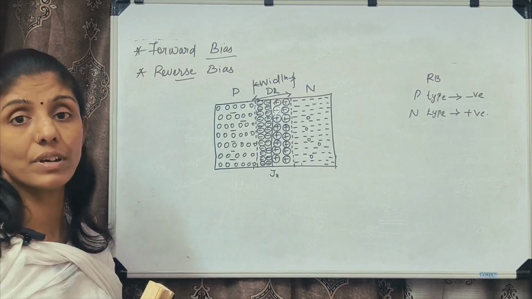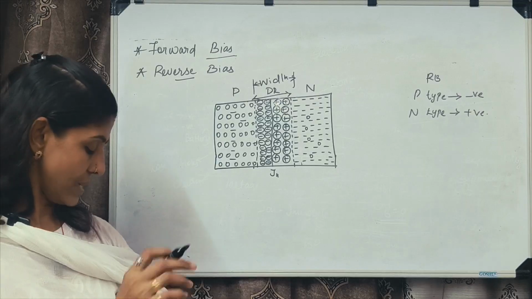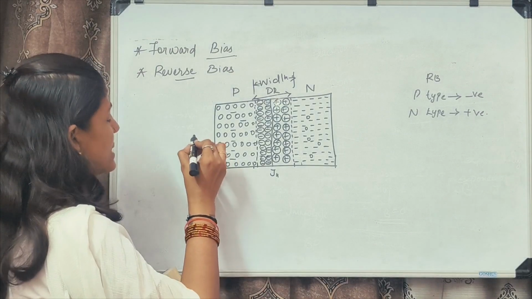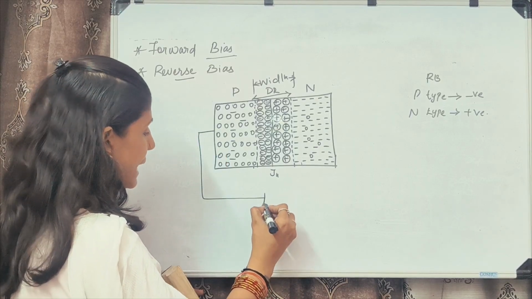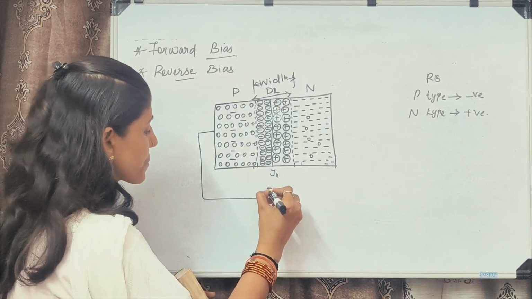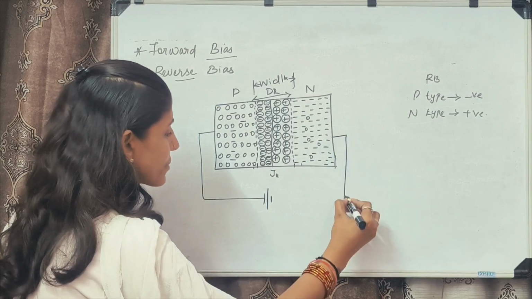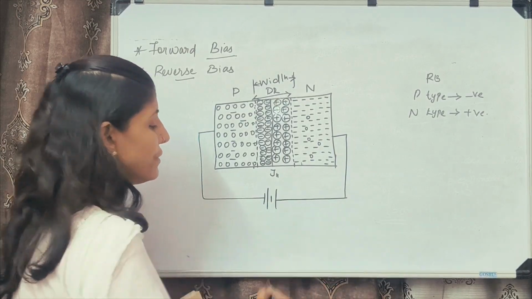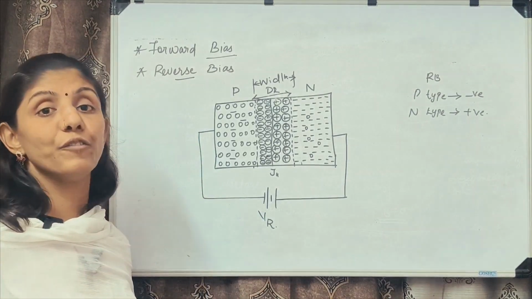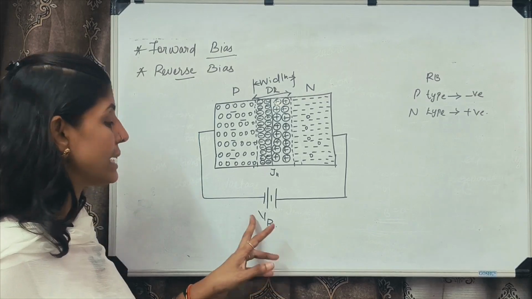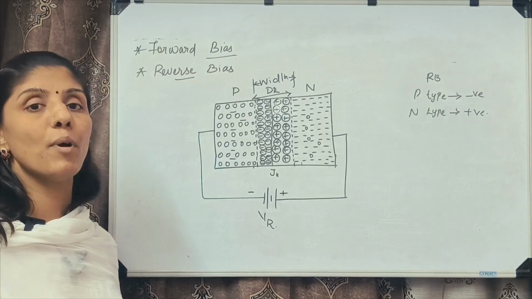So now what kind of bias is this? It is a reverse bias, right? What is the reverse bias? Reverse bias in the sense, p-type gets connected with the negative terminal of the battery and n-type must connect with the positive terminal of the battery, right? So I am naming this voltage as VR because it is a reverse voltage. So this is the negative terminal of the battery and this is the positive terminal of the battery.